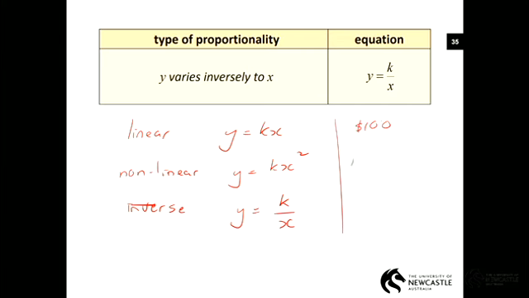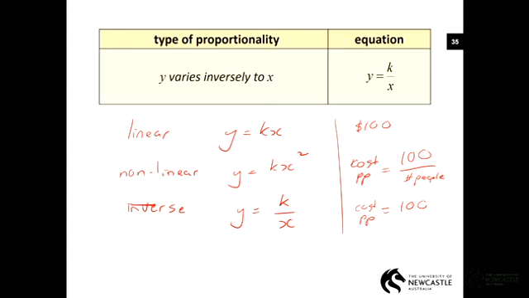If the cost per person, cost PP, is equal to some constant, which in this case would be 100 over the number of people. What I'm saying is, if we had one person, the cost per person would be 100 on 1, which is $100. That's true. If you had 2 people, it would be 100 on 2, which is 50. If you had 3 people, it would be 100 on 3, and so on. The variable goes to the bottom.